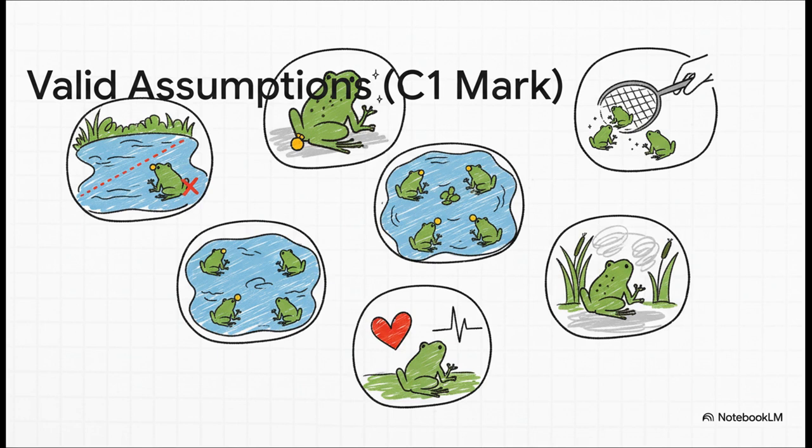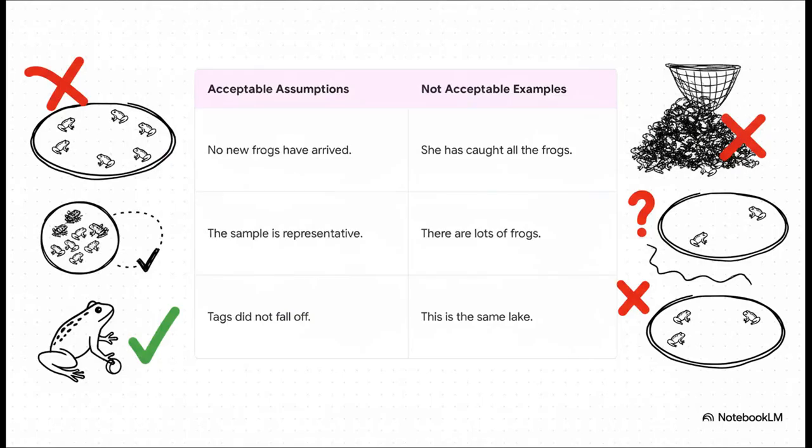For example, you could say that no frogs entered or left the lake, or that none of the tags fell off. Another great one is that the second sample was totally random, or maybe that the tagged frogs had enough time to mix back in with everyone else. You could even say that no frogs were born or died in between. Just one of those, written clearly, gets you the mark. But you've got to be specific.